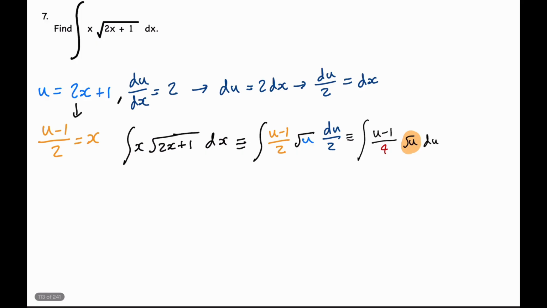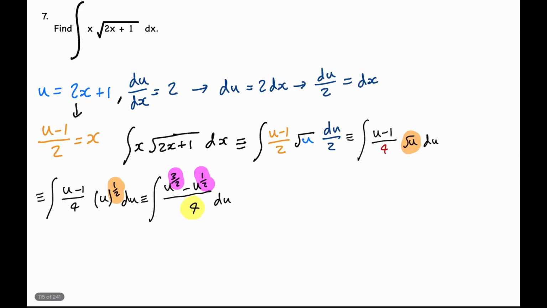I rearranged it just to make it look a bit better. I collected the 2's together, so I have u minus 1 over 4, so 2 times 2 basically, times the root u. And we're integrating in terms of u, so du at the end. The square root is basically to the power of a half, so we change that, and now is where it starts to look really easy to integrate.